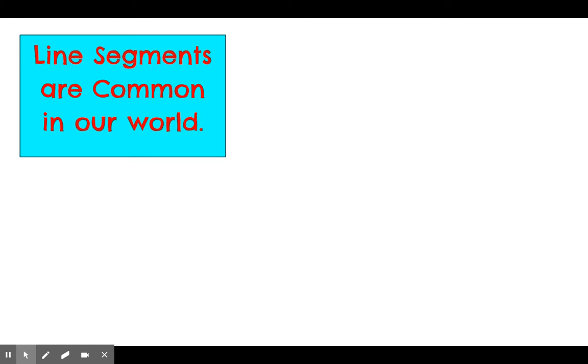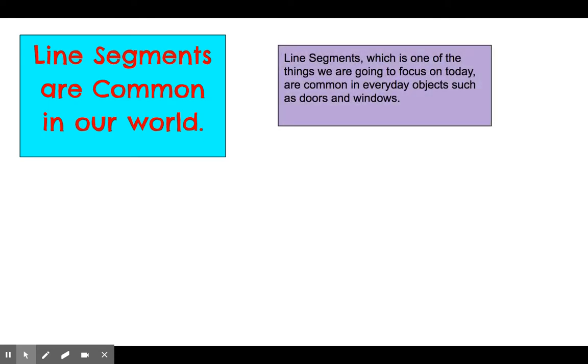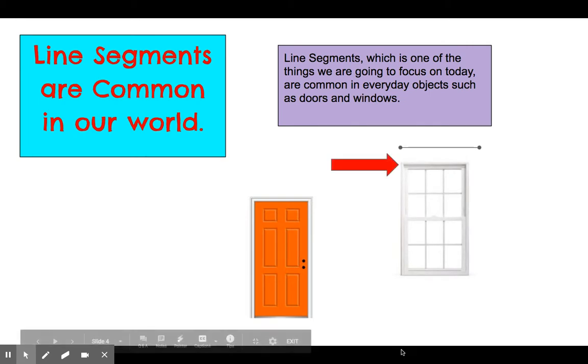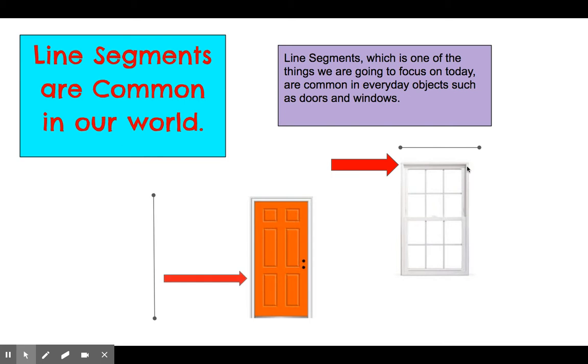Line segments are common in our world. Line segments, which is one of the things we're going to focus on today, are common in everyday objects such as doors and windows. So here on the edge of the window, you'll notice that it's a line segment. It's a segment of a line that begins and ends and has an endpoint. Same thing here with the door. It has line segments all the way around.